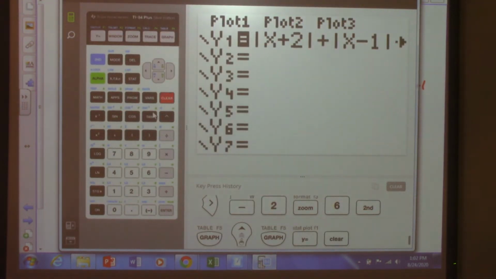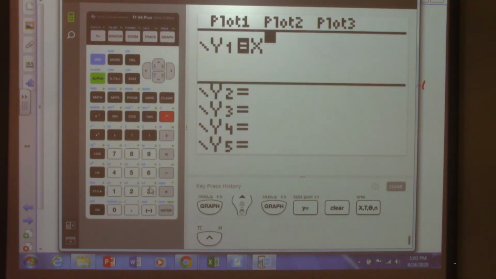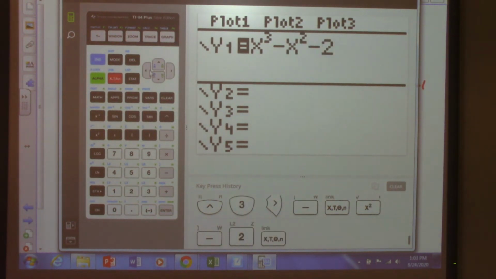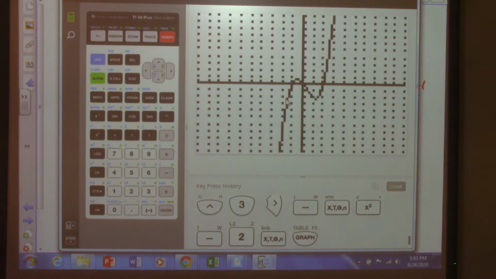So we have x cubed minus x squared minus 2x. Does that look right? Yep. And then we graph the thing. And so we have to find what these points are, right? How do we find that? Go with the table.